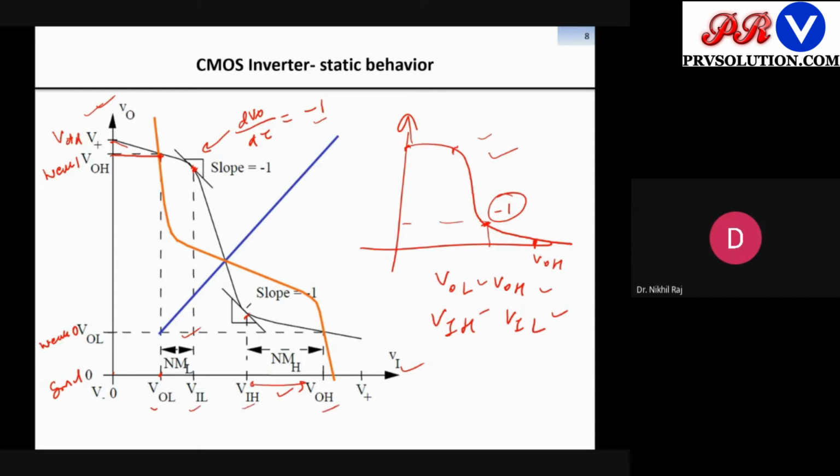So from here we predict what the noise margins will be, and first we'll go through the equations. What will be the equations to calculate these four parameters, and then we'll see some problems based on this.